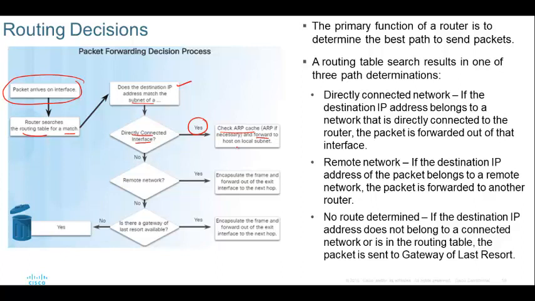If it is not directly connected, then it is a remote network. Do you have the route for the remote network? If you say yes, then you see the next hop router and use the MAC address from the ARP table as we saw in the earlier pages, encapsulate it and send it.